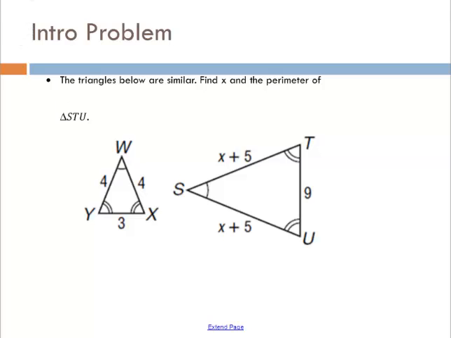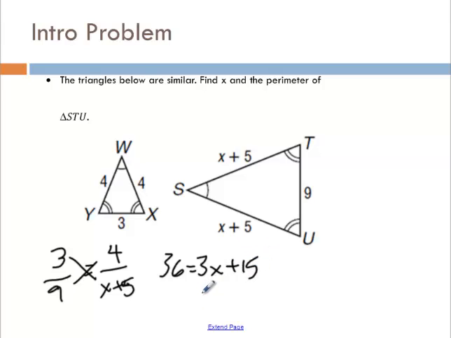In the two triangles below, if they're similar, find x and then find the perimeter. So based on the markings, I know that 3 corresponds with 9. And I know that 4, either one of them, corresponds with the x plus 5. So cross multiply, 9 times 4, that's 36. And then I'm going to distribute that 3. Alright, so when I start solving and subtract 15, 3x equals 21. So x is 7, which means that these are each 12. Well, when I need to find the perimeter, I need to add up all of these sides, 12 plus 12 plus 9. So I get that the perimeter is 33.